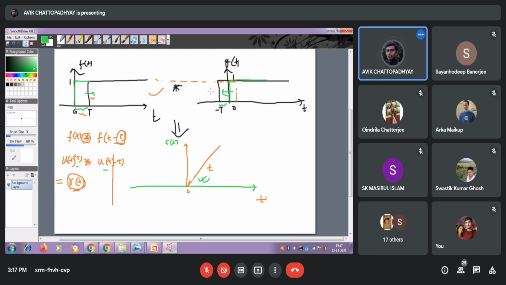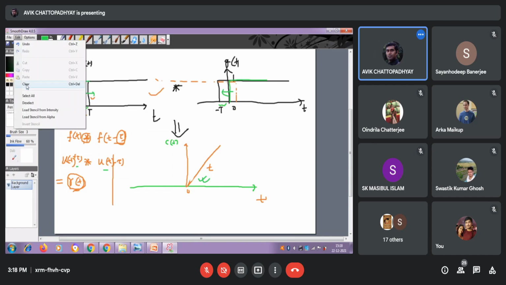But if I move only one out of the two in any direction, then what is going to happen? The resultant signal will move; the convolved portion will move in that direction by that amount. This is a very, very good property. It is a very powerful property of convolution, and it comes from this simple example. It can be proved mathematically also.